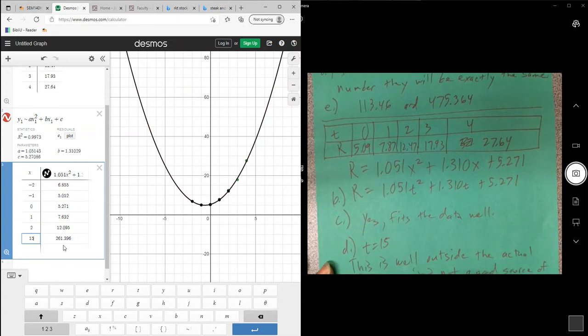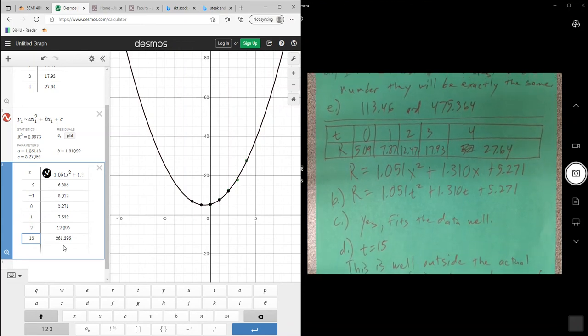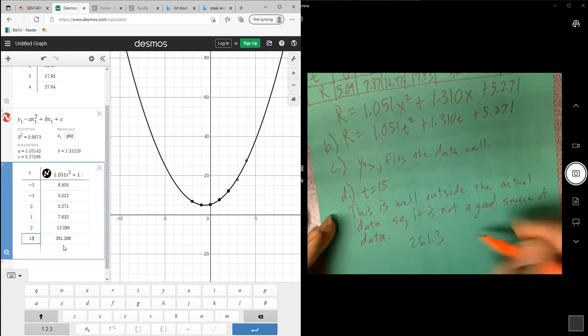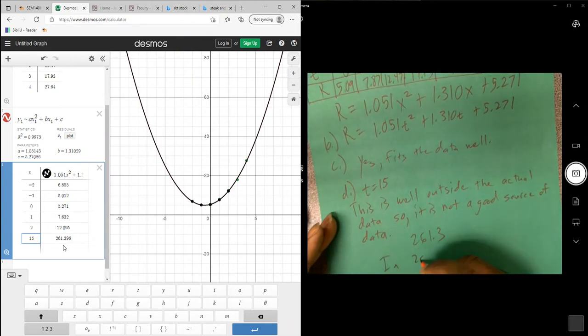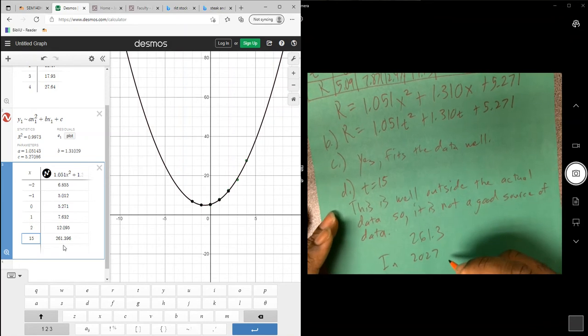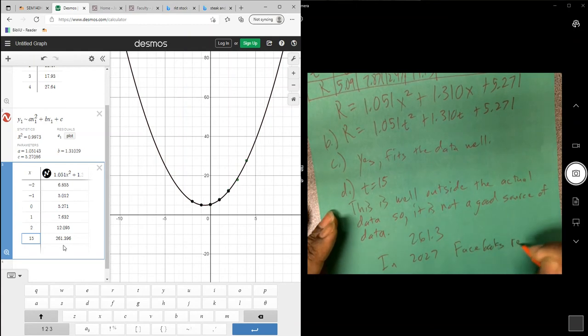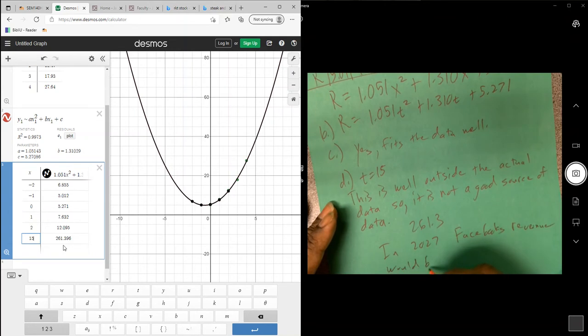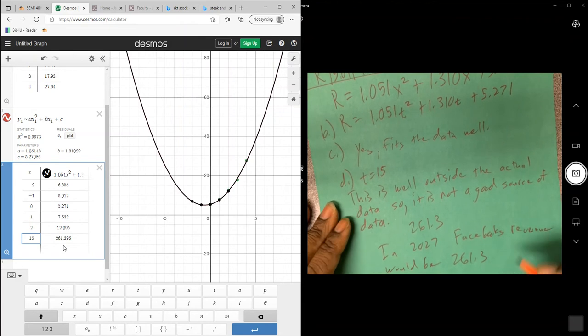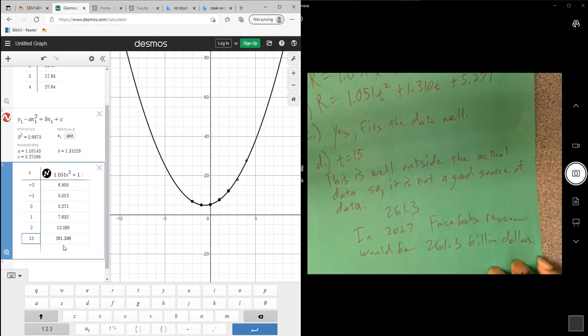So it'd be 261.3. That basically tells us in 2027, Facebook's revenue would be 261.3, and I believe that's billion dollars. So that's what that tells us.